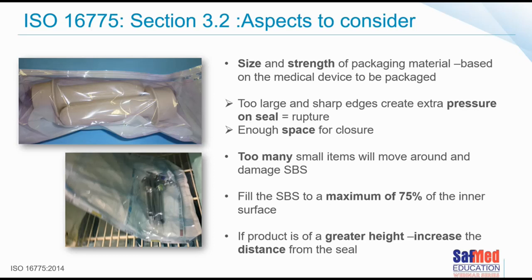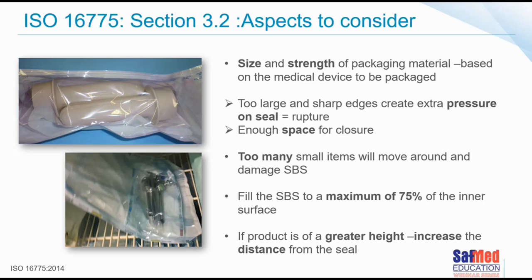The size and strength of the packaging material must be based on the medical device to be packaged. Makes logical sense. If you've got a tray of eye instruments that are very light, you may have chosen to wrap them in just a SteriReel, or perhaps not. If you've got a heavy neuro set, obviously you're going to think twice about a SteriReel. You'll be focusing on using sterilization wrap or a container.